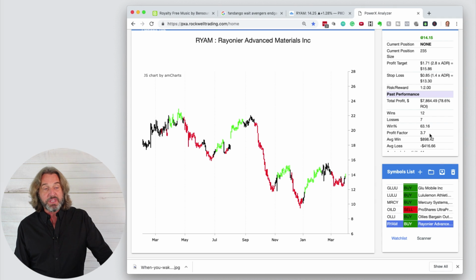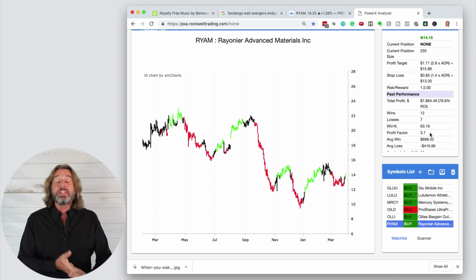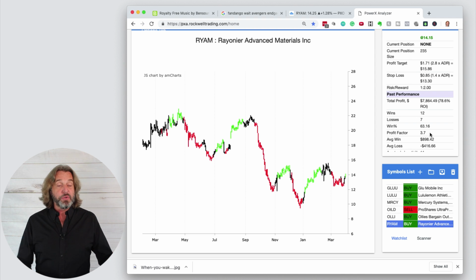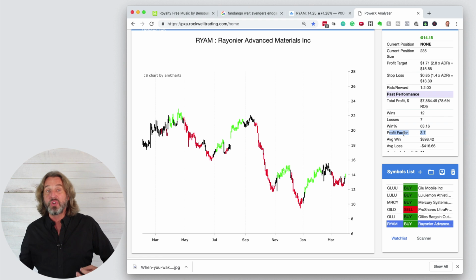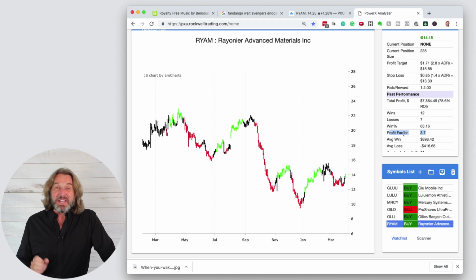It also shows me that my profit factor is 3.7. What does this mean? It means that over the past year, if you had traded this stock, RYAM, using the PowerX strategy, for every dollar that you lost, you would have made $3.70. These are the 3 really important numbers that I need to know before I'm placing a trade.